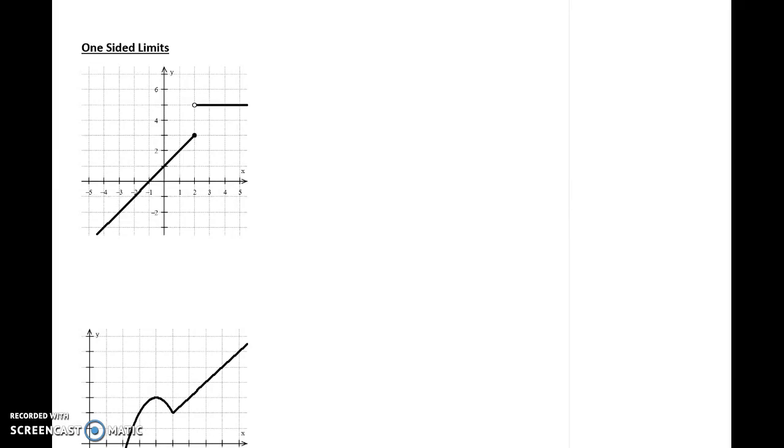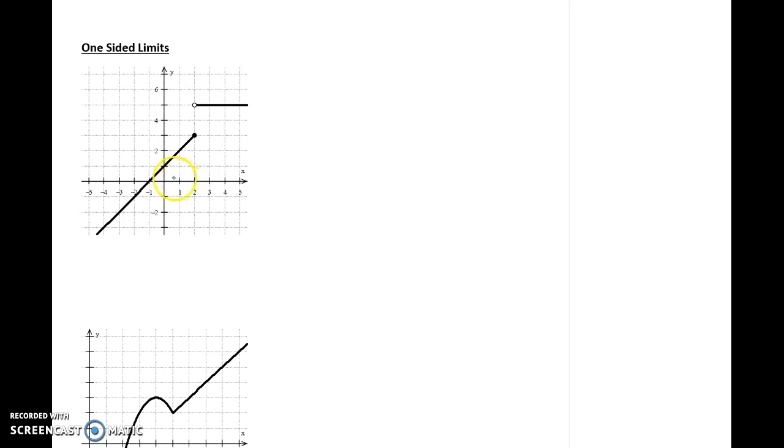Hello. Now we've touched on one-sided limits before, but we're going to review them here because they're going to be important for the next section. So this is just going to be a quick, short video. And what we want to look at in the first example here are the limits as x approaches 2.